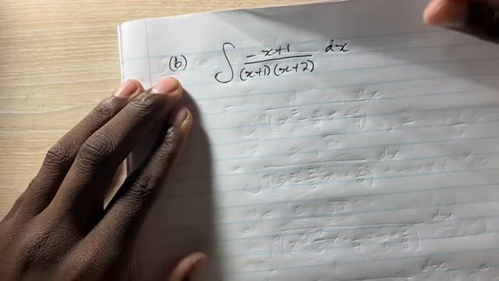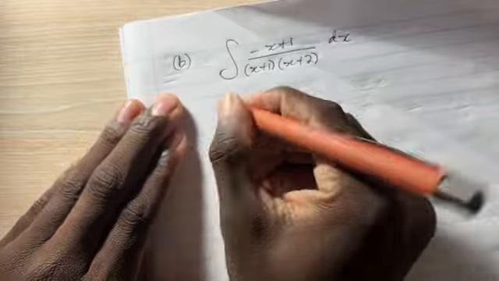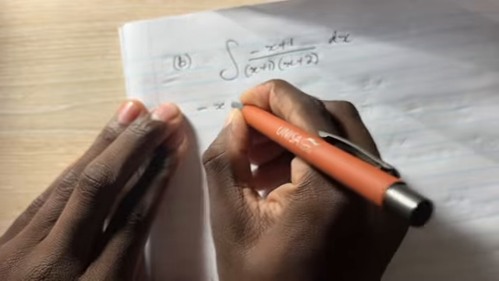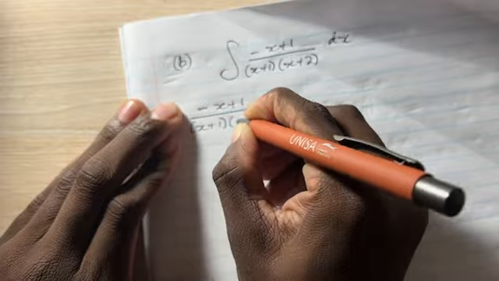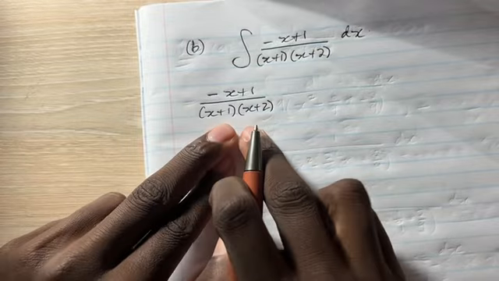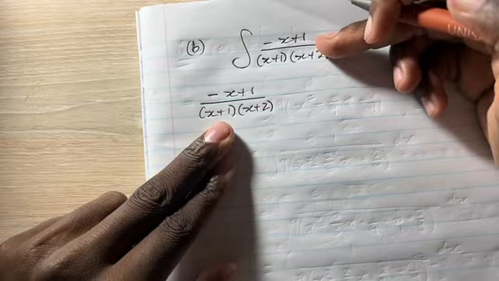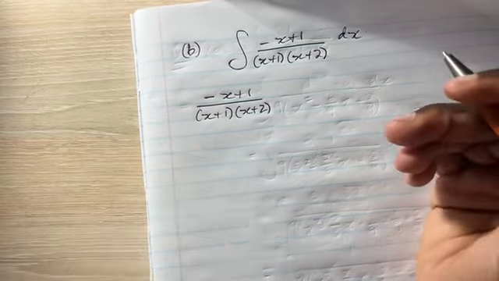I'm not sure if the marking police guys will be mad, but what I'm gonna do is write this as negative x plus 1 over x plus 1, x plus 2. I'm just gonna deal with this first, decomposing it, and then I'm gonna come back to writing the integral sign and the dx, because it's annoying to keep writing it over and over again.